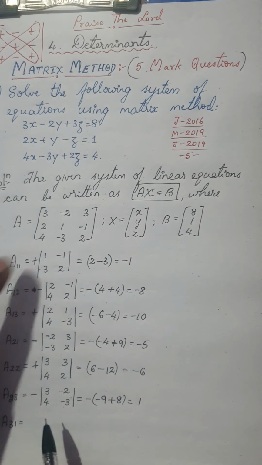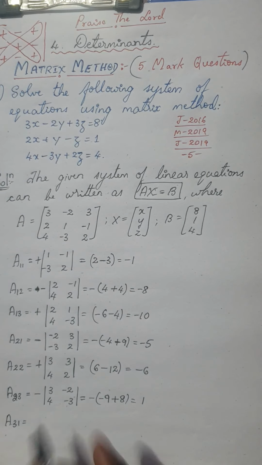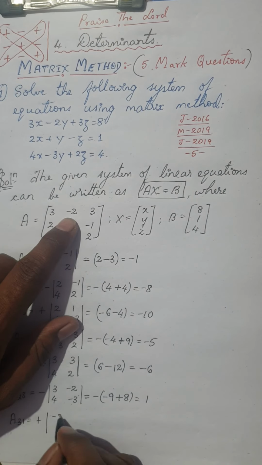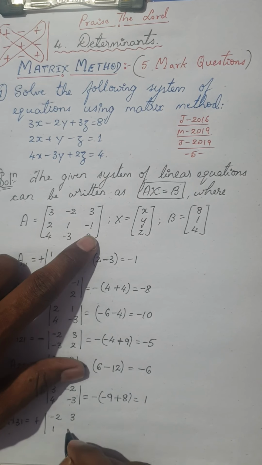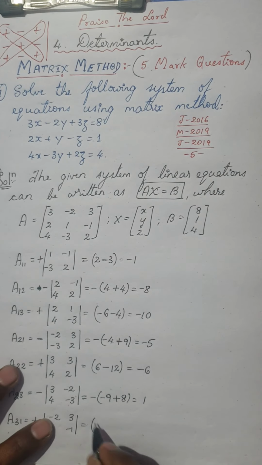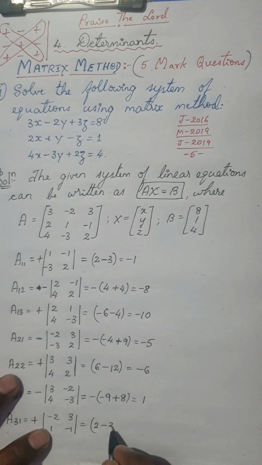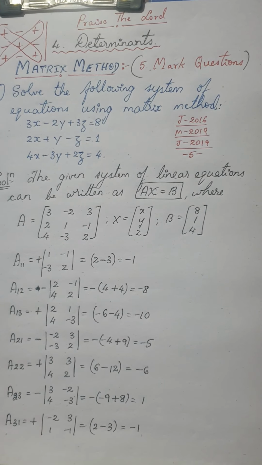Now similarly, let me go for A31. So A31 is this element. Take away the row and column the element is contained in. So I will be getting, now A31 sign is plus. So I will get minus 2, 3, 1 and minus 1. This is nothing but, outside is plus. Need not worry. Minus 2 into 1 is minus 2, minus 1 into 3 is 3. This is nothing but, what is minus 2 minus 3? Minus 5.